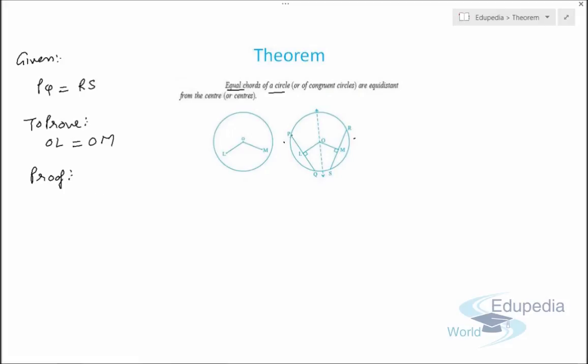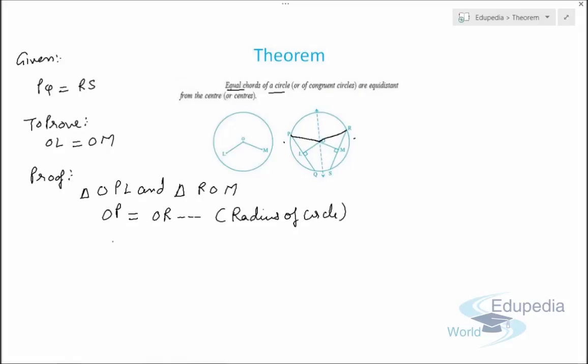Now consider triangle OPL and triangle ORM. In these triangles we can say that OP equals OR, as they are the radii of the circle. We have drawn two perpendiculars OL and OM to the chords. We have seen in the previous video that when we draw a perpendicular from the center of a circle to any chord, it bisects the chord. So we can say that PL equals LQ and RM equals MS.